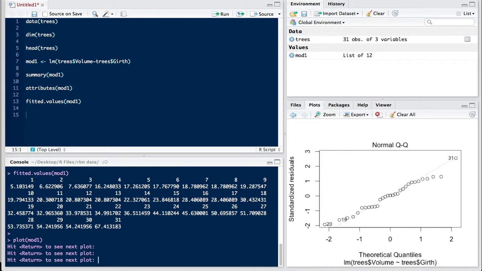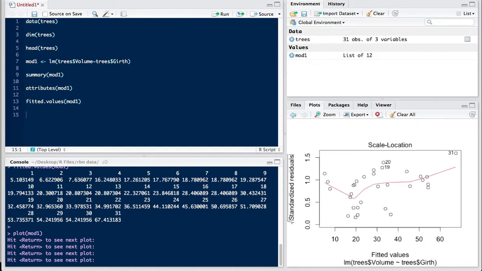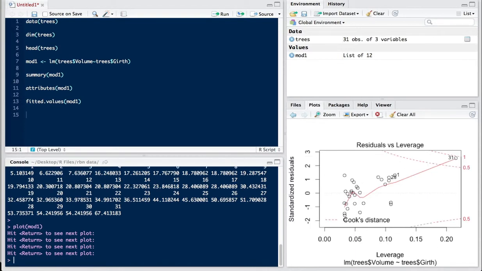I'm going to go through the next two plots to get out of this particular function, and these are plots that we won't examine in this video. They can be used to drill down even more on the quality of one's regression.